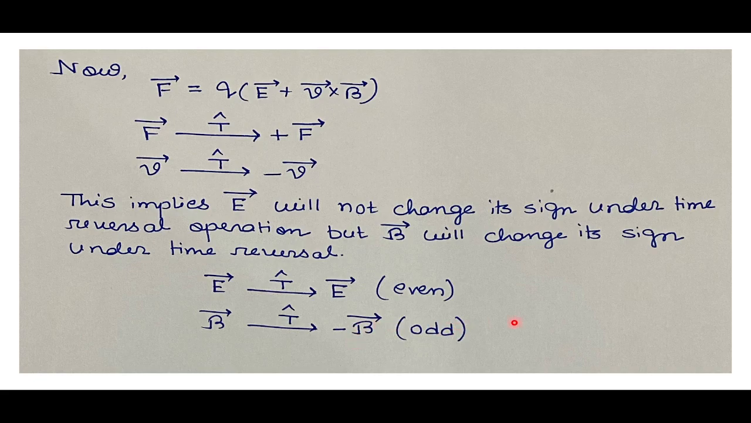So if you know this information while reading the electromagnetic theory, then you can easily answer it. You don't have to go with this also. You just remember this information. Electric field changes its sign under parity operation, but doesn't change its sign under time reversal. And in case of the magnetic field, it is just the opposite, right?